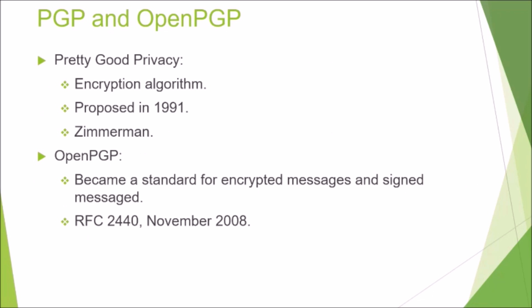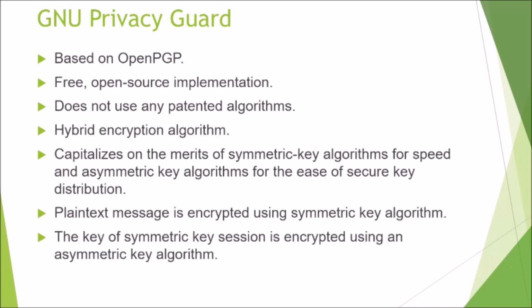Now, moving ahead to PGP and OpenPGP. Pretty Good Privacy was an encryption program based on the encryption algorithm described in the previous section. Phil Zimmermann created it in 1991. Based on this, OpenPGP, a standard for encrypted or signed messages specified in RFC 2440 from November 1998, was created.